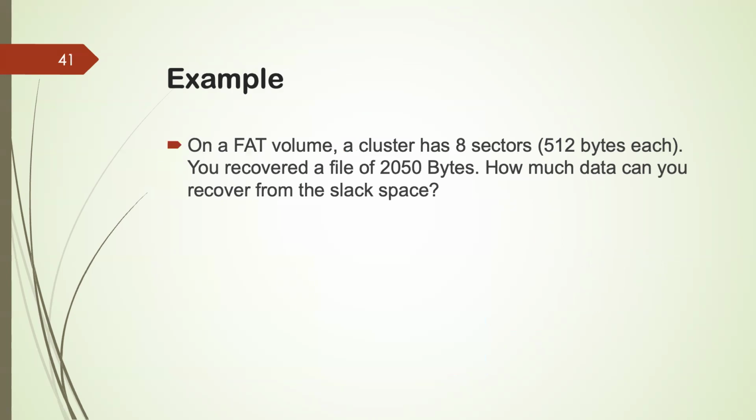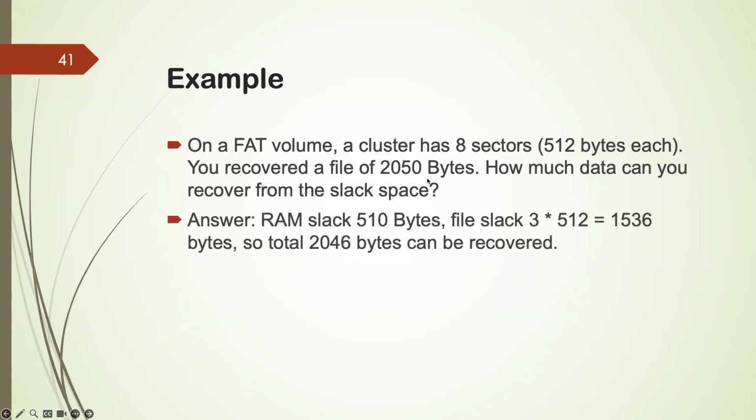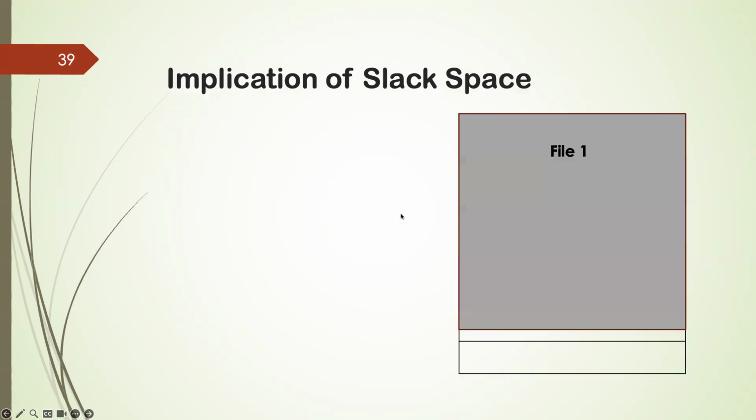So this is just an exercise for you guys, and it tells you how many sectors there are and what the size of one cluster is. One cluster is 8 sectors in this example. One sector is 512 bytes. We have a file whose data size is 2050 bytes, and you are supposed to calculate the total slack space, just following the formula, this one.